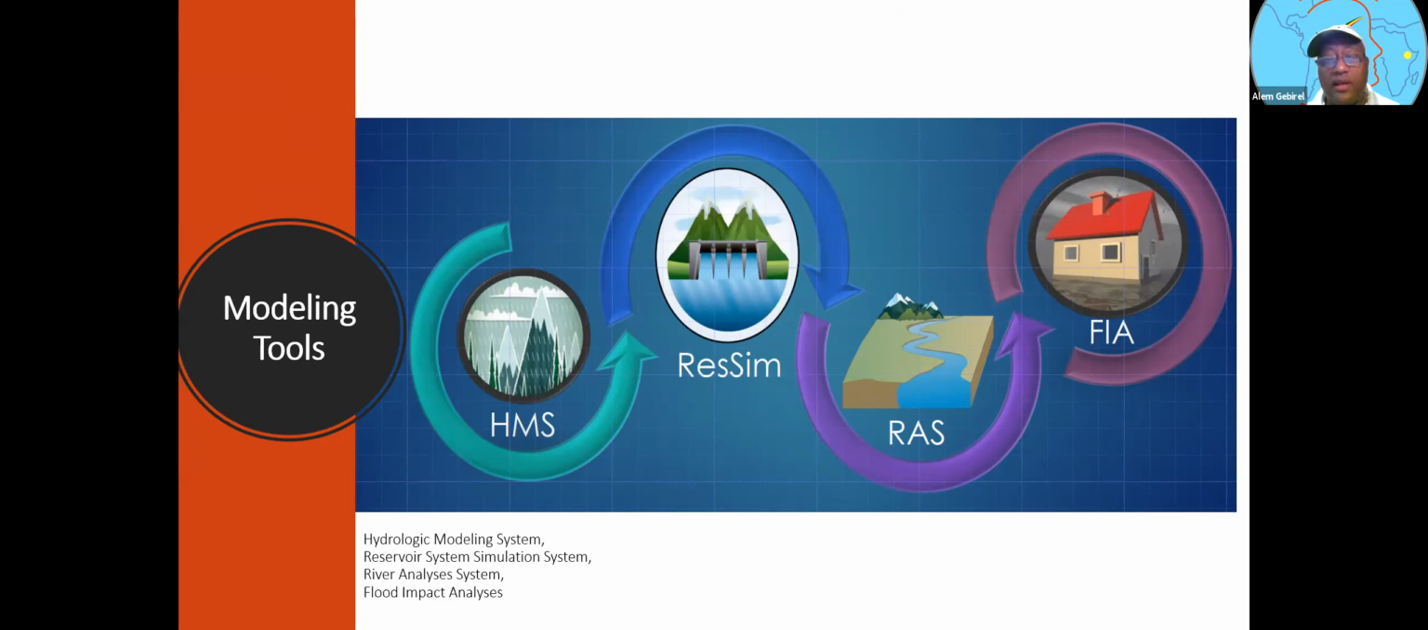The other one is a reservoir simulation model, ResSim, and another is the river analysis model, which we usually call HEC-RAS. And the last one is FIA, the flood impact analysis model. All these models will give you a very good picture for the analysis. Keep in mind, I'm using modeling tools. I will introduce at least three of them later in my presentation. Next slide, please.